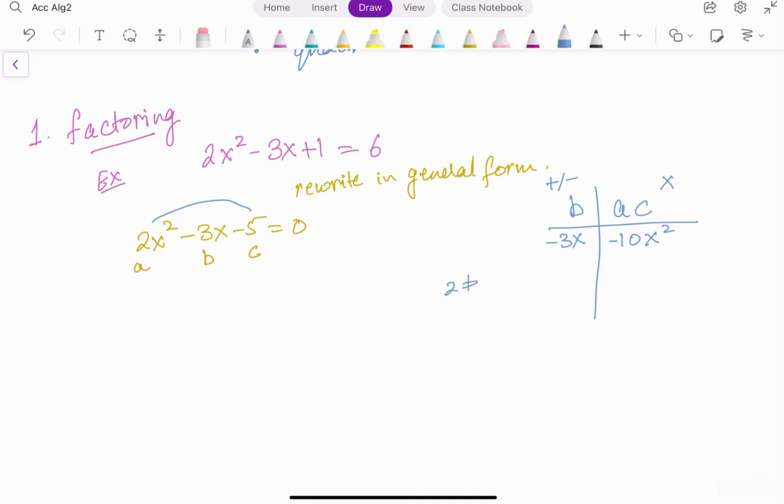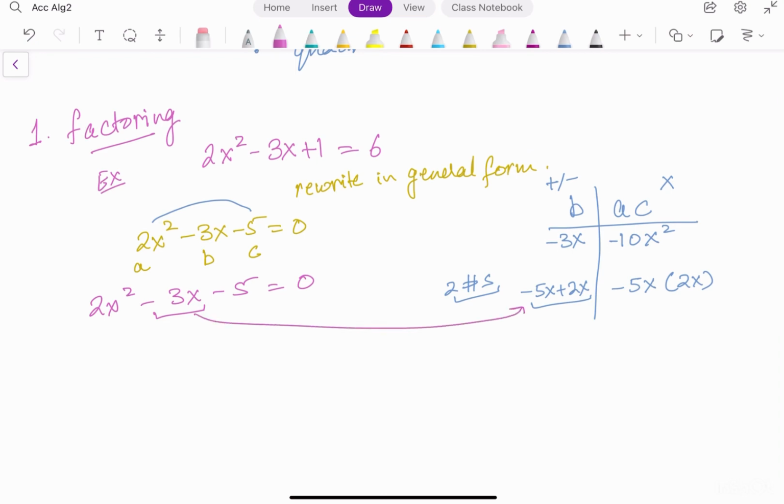So b in this case is negative 3x and ac is negative 10x squared. Any two numbers multiplied together should give you negative 10x squared, but added or subtracted together should give you negative 3x. If you look at the factors, 5 and 2 will give me the same result. So negative 5x and 2x will give you negative 10x squared, and negative 5x plus 2x will give you negative 3x. Now we will replace the negative 3x with this new factored form, negative 5x plus 2x.